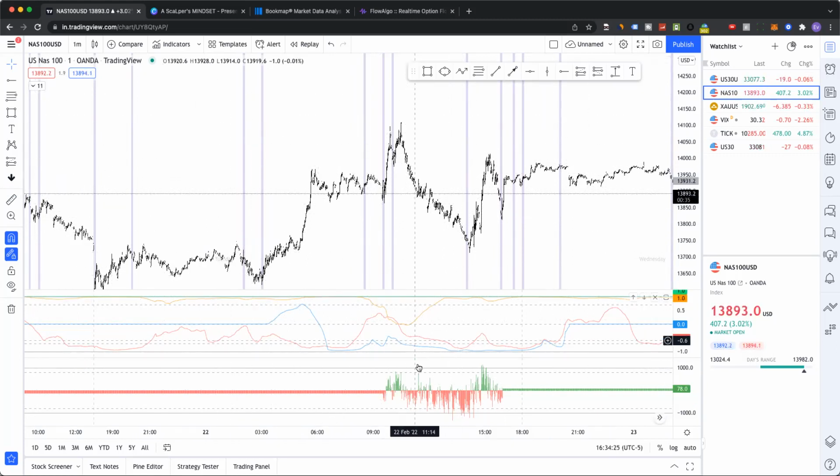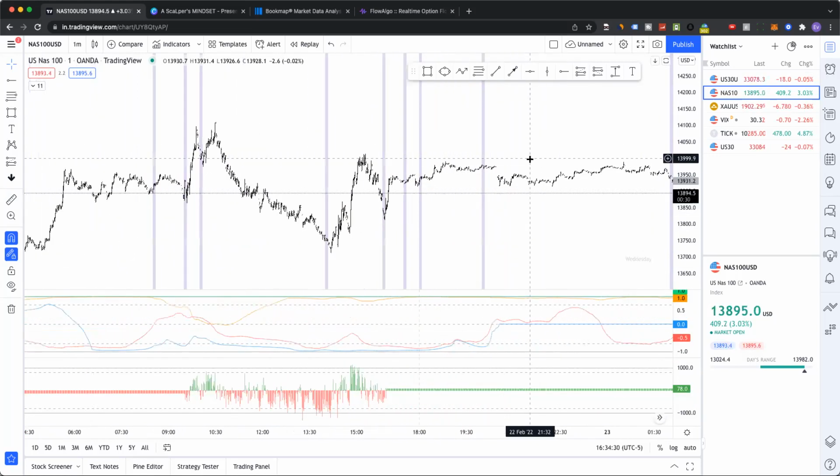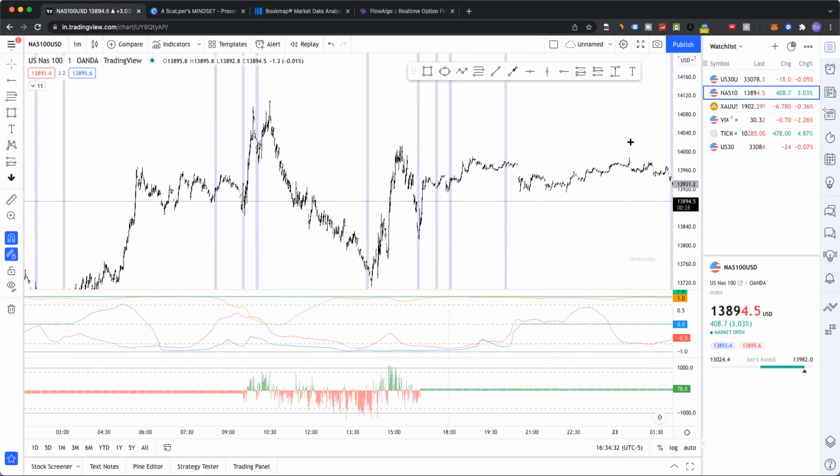Okay, and remember, everything has a tool, so we're not always going to be using every single indicator. There are tools that we need to use at specific moments and times.